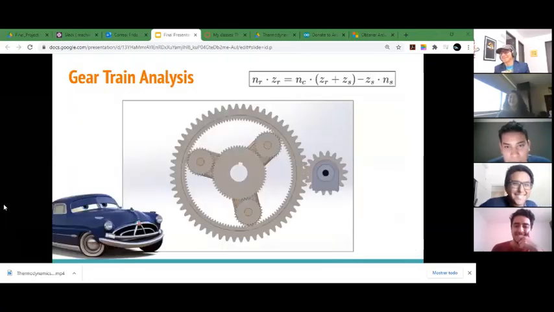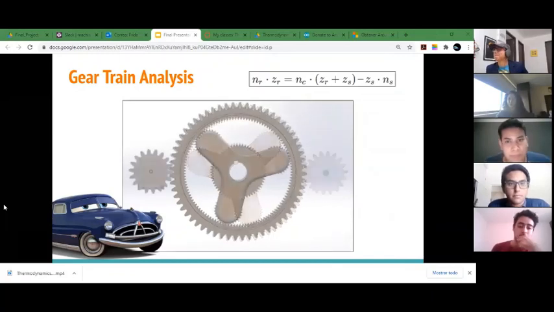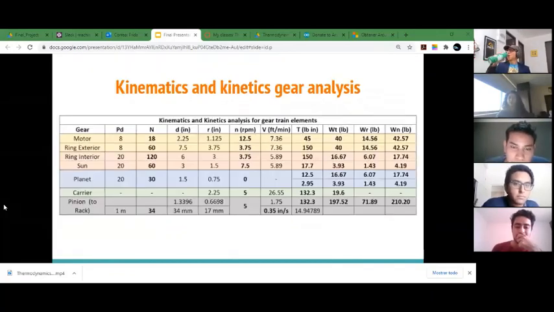Now I will begin by showing you the analysis of the gear train. Here we have a table with all the characteristics for every single gear, with all the forces that were exerted in them, with the two inputs that were the motor and the sun gear, and its output that was the carrier.